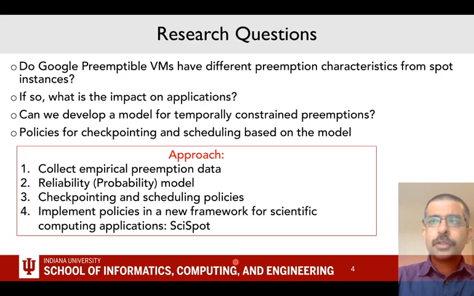In order to answer these questions, we use an empirical approach. We collect preemption data by launching a large number of VMs. We then develop a probability model which captures the preemption characteristics, using which we develop checkpointing and scheduling policies, and we implement these policies in a new software framework called SciSpot, which is specifically suited for running scientific computing applications at low cost on Google Preemptible VMs.